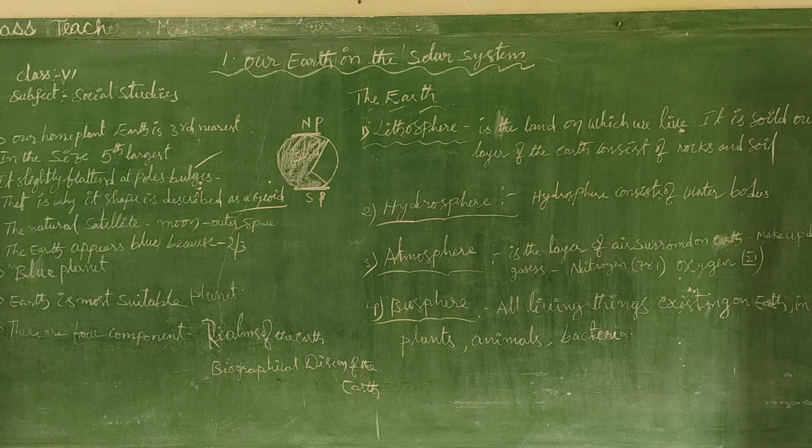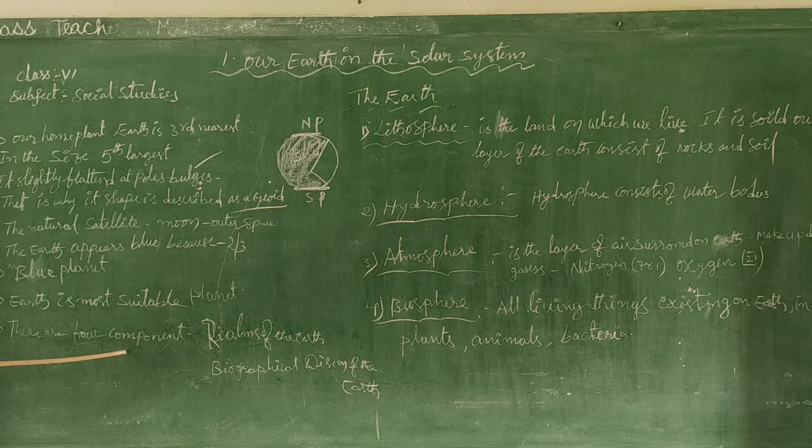What is the other name of Earth? Blue planet, because 2/3 of the Earth's surface is covered by water. So that's why the Earth is also called a blue planet. The Earth is the most suitable planet to support the life of all living things. The remaining 7 planets are not suitable to support living things, because only the Earth is the most suitable planet to support human lives. Not only humans, but all living life.